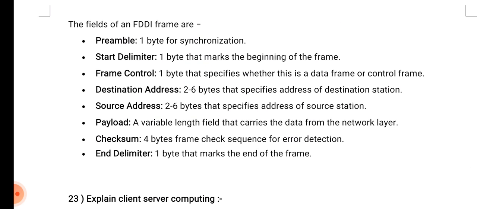The fields used in FDDI frames are preamble, start delimiter, frame control, destination address, source address, payload, checksum, and end delimiter.